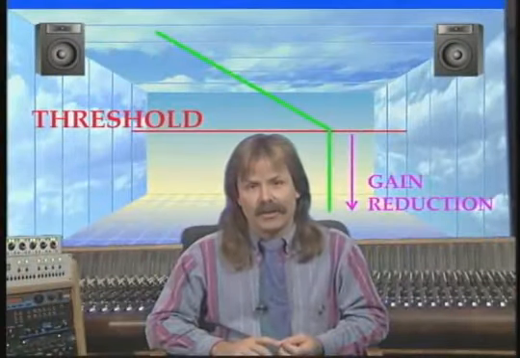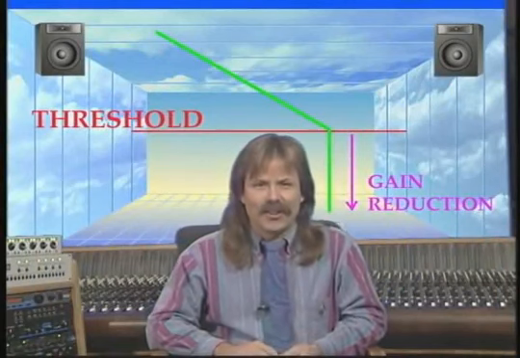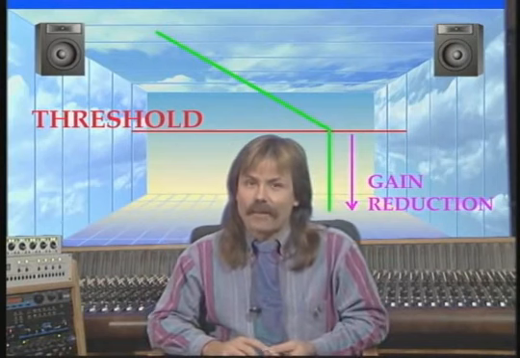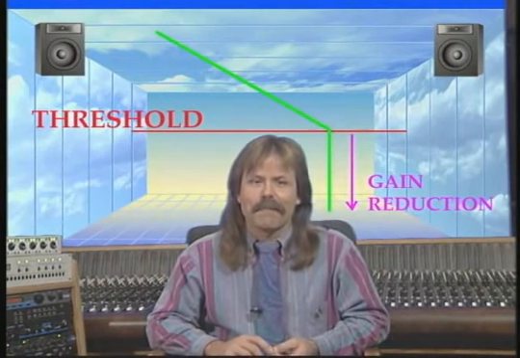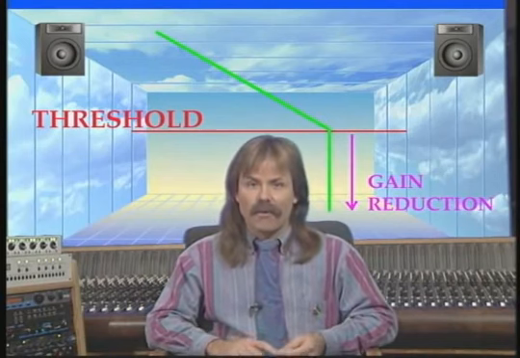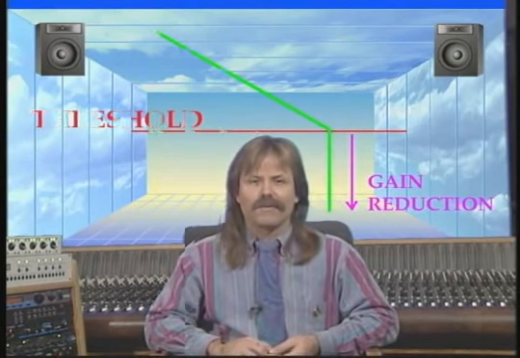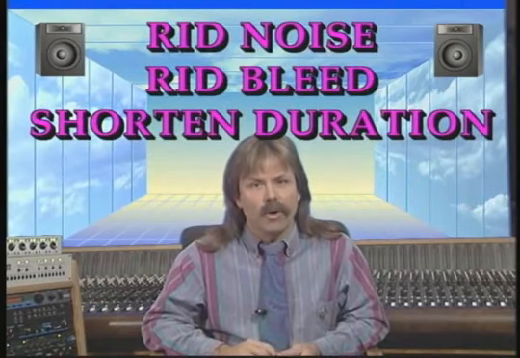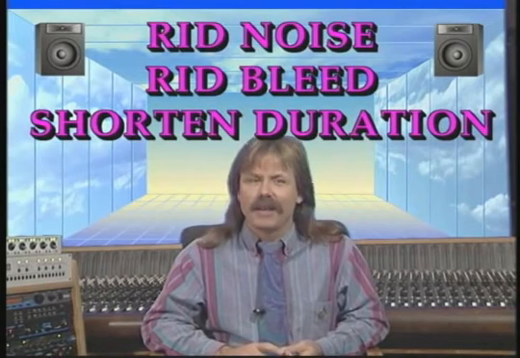Like compressor limiters, the function of a noise gate is to turn the volume down. Therefore, compressor limiters and noise gates are often packaged together in one box. The difference is that noise gates turn the volume down when the volume falls below the threshold. Noise gates have three main functions: to get rid of noise, to get rid of bleed, and to shorten the duration of a sound. One function of a noise gate is to put it on a guitar amp to get rid of amp noise when the guitar is not playing.